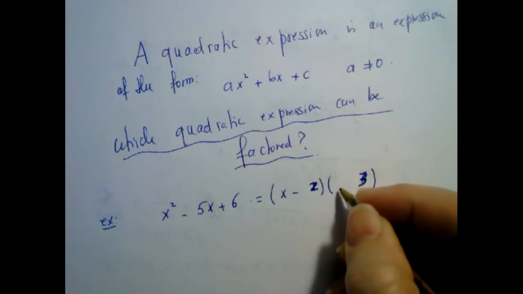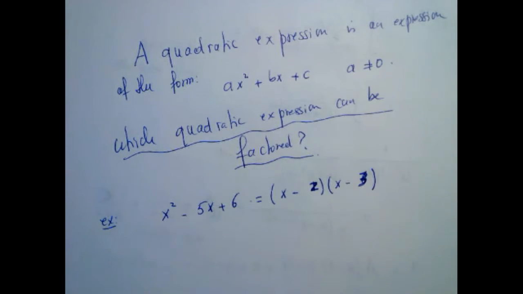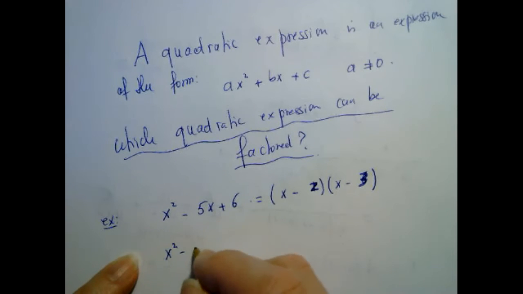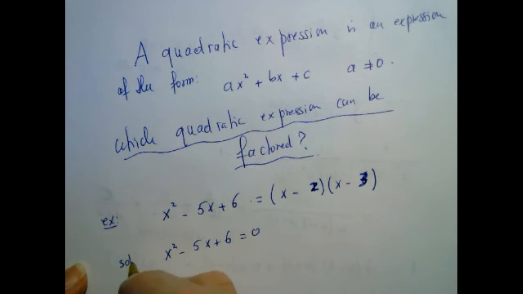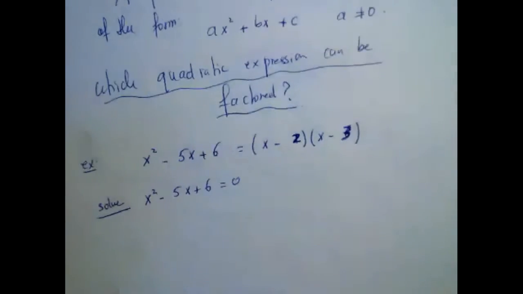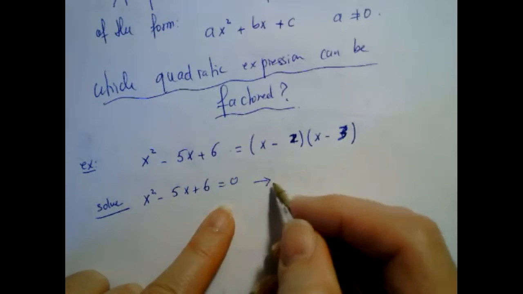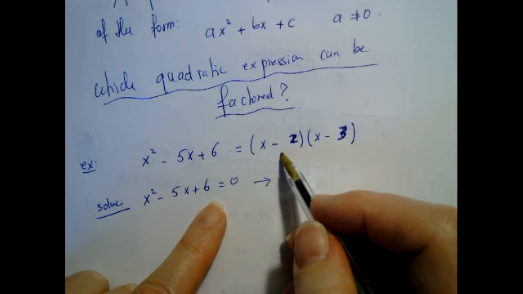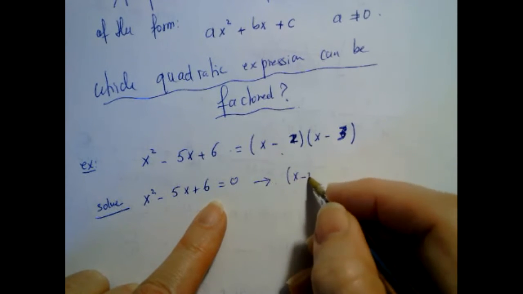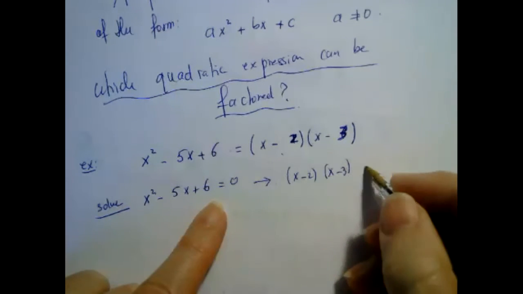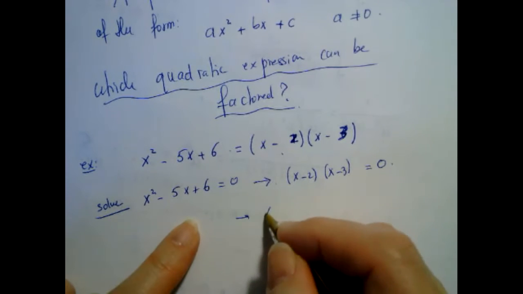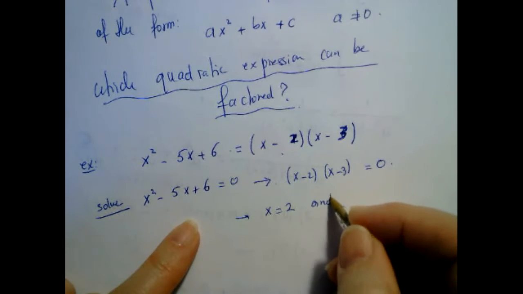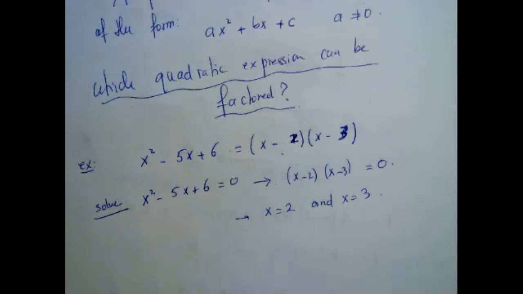So (x minus 2)(x minus 3). Okay, so it can be factored very easily. Suppose now I ask you the following question: solve this quadratic equation. Is it an easy problem or hard? Because we can factor it so simply, we can solve it also in a very easy way. Solving this is exactly like solving this product. So this will give me that x equal 2 and x equal 3.